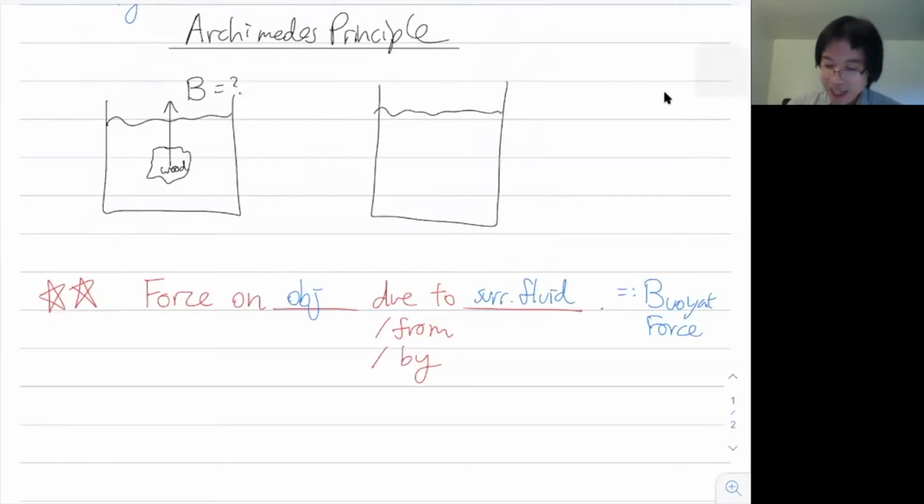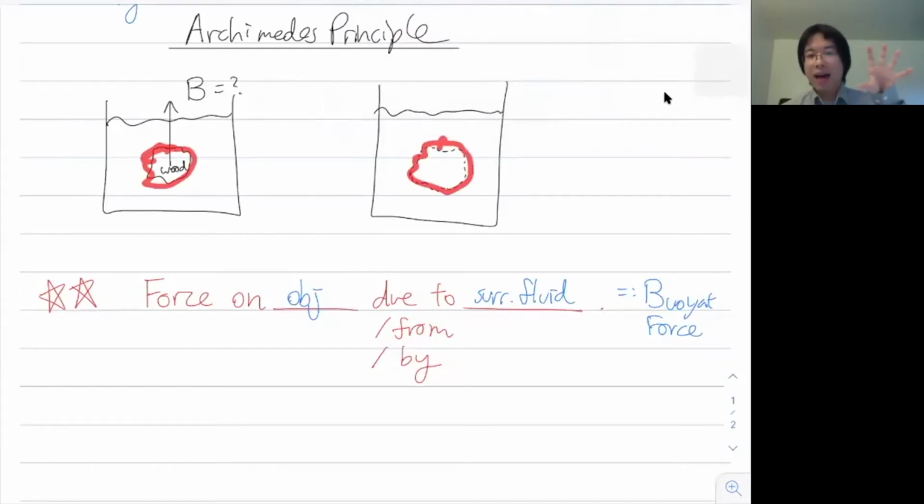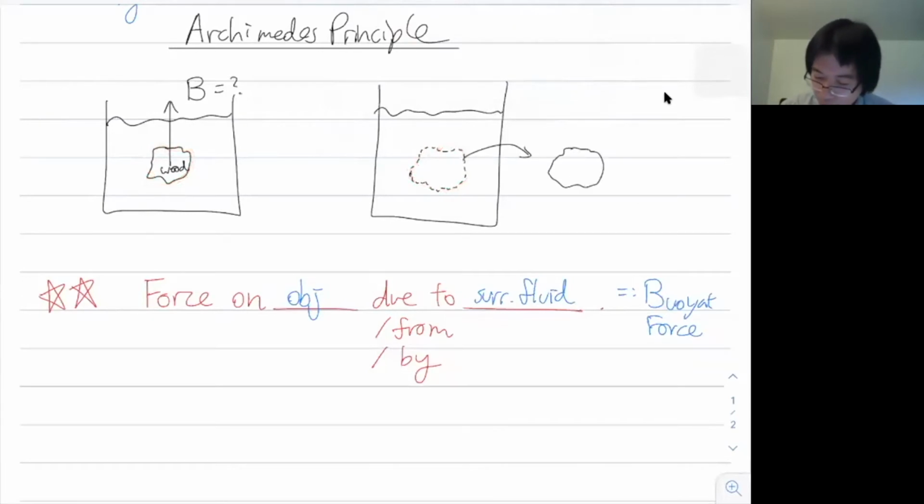Imagine you have the same volume of that wood. Let me just trace out the perimeter of this wood. So this volume, assume I'm just tracing out this exact same volume of water, and imagine I can drag this water out.